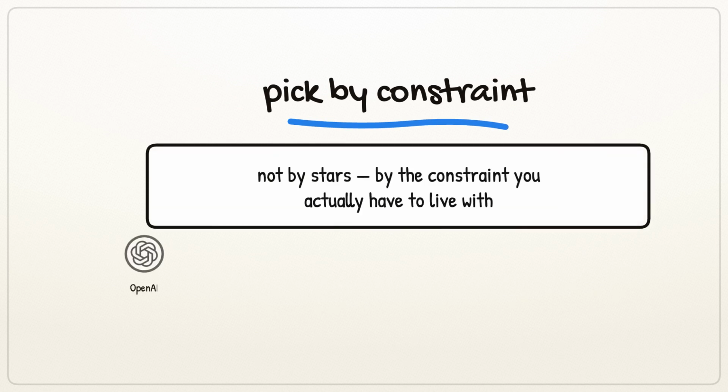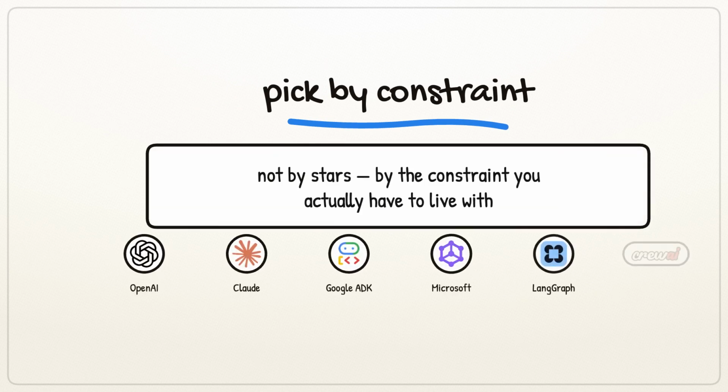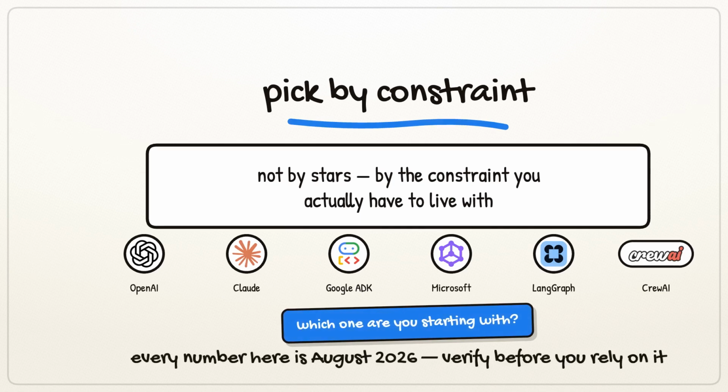One last thing. If you only have one agent and 2 tools, you do not need any of these. Just call the API directly. Every number in this video is from August 2026, and this space moves fast, so verify before you rely on any of it.